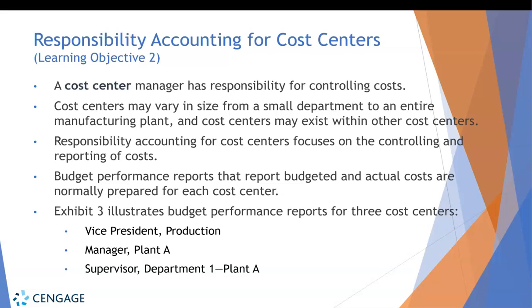Now, cost centers can vary in size from a small department to a huge plant. And cost centers can exist within other cost centers. So responsibility accounting for cost centers focuses on controlling and reporting various costs.